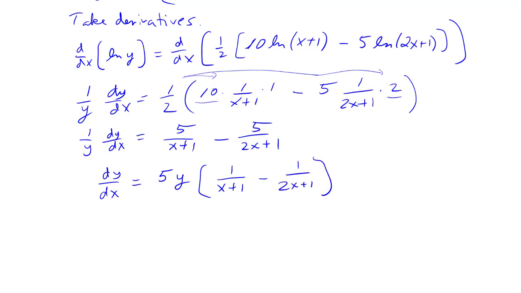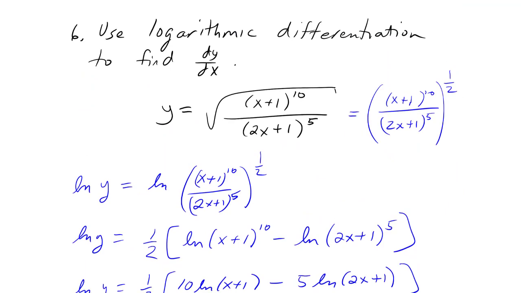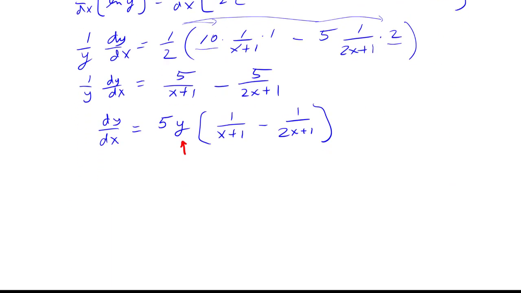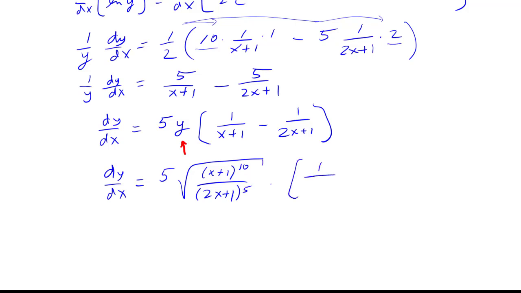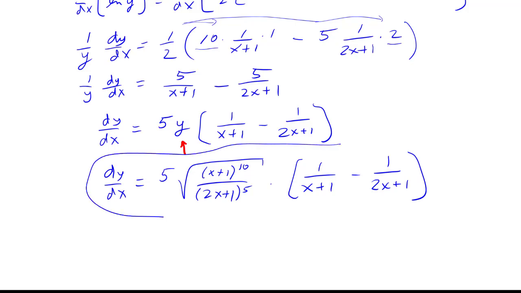And the last thing to do in one of these logarithmic differentiations is notice that right here I have y, but I know what y is from the beginning of the problem. Okay, so I'm going to put that back in. So 5, I can use either notation, x plus 1 tenth over 2x plus 1 to the 5th times the 1 over x plus 1 minus 1 over 2x plus 1. And there it is. There's your dy dx.